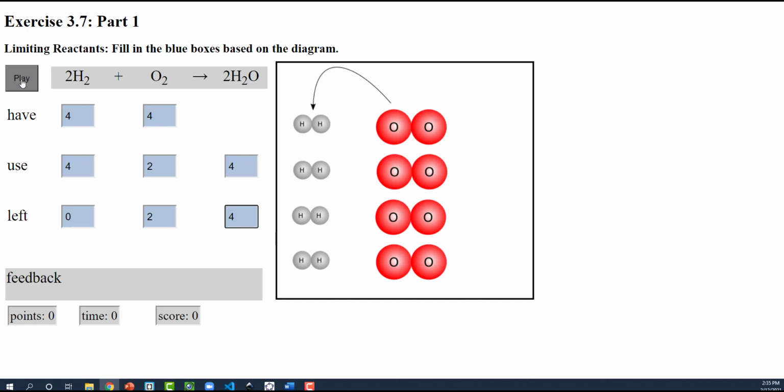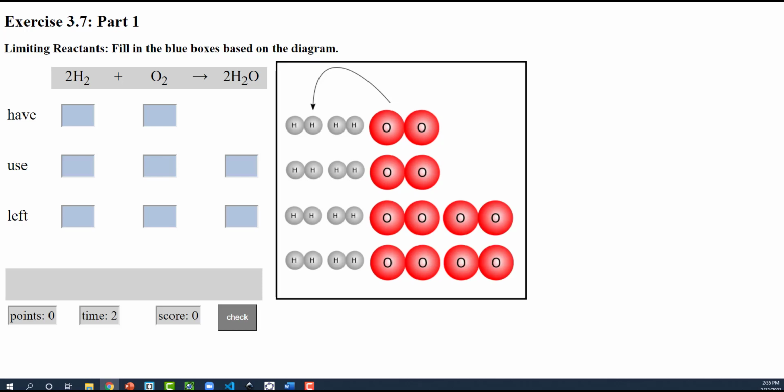Let's try another one. We'll just click on this thing and see what they give us. Same equation, but different numbers. Let's go through it again. How many hydrogens do we have? 2, 4, 6, 8. How many oxygens do we have? 4, 5, 6.